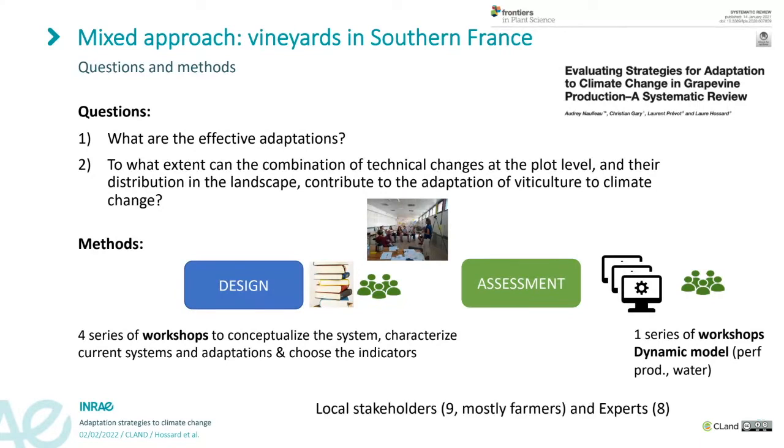It's important to see with whom she worked. She worked with local stakeholders, who were mostly farmers, and she also worked with experts in two separate groups, mainly due to the COVID situation at the time she was making the workshops.